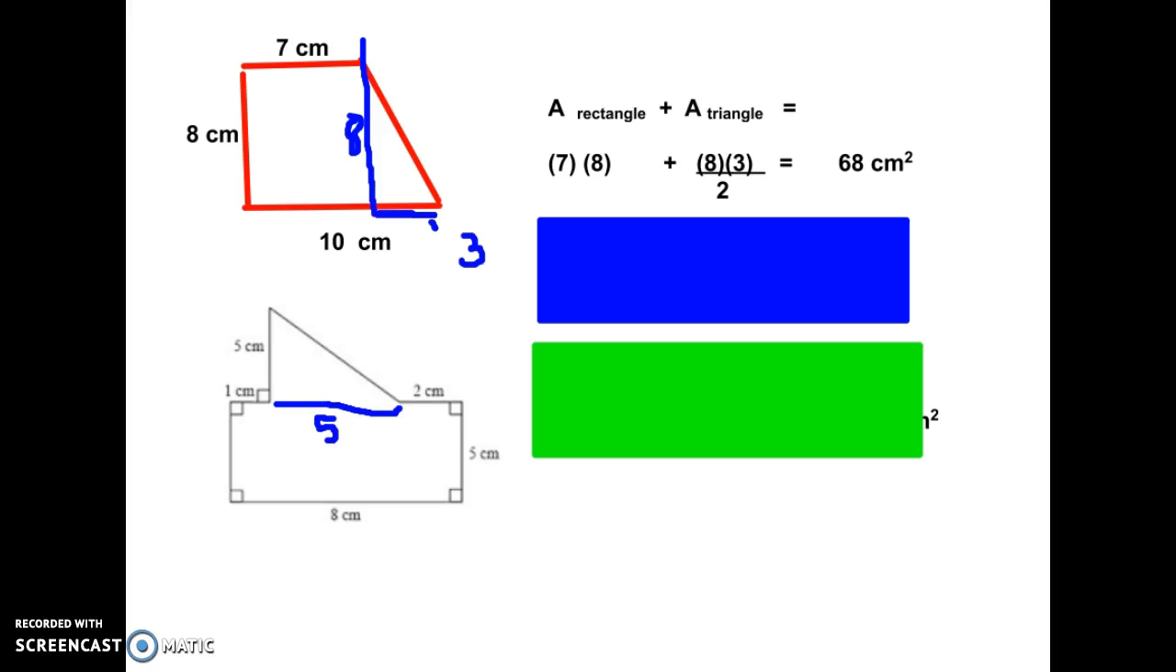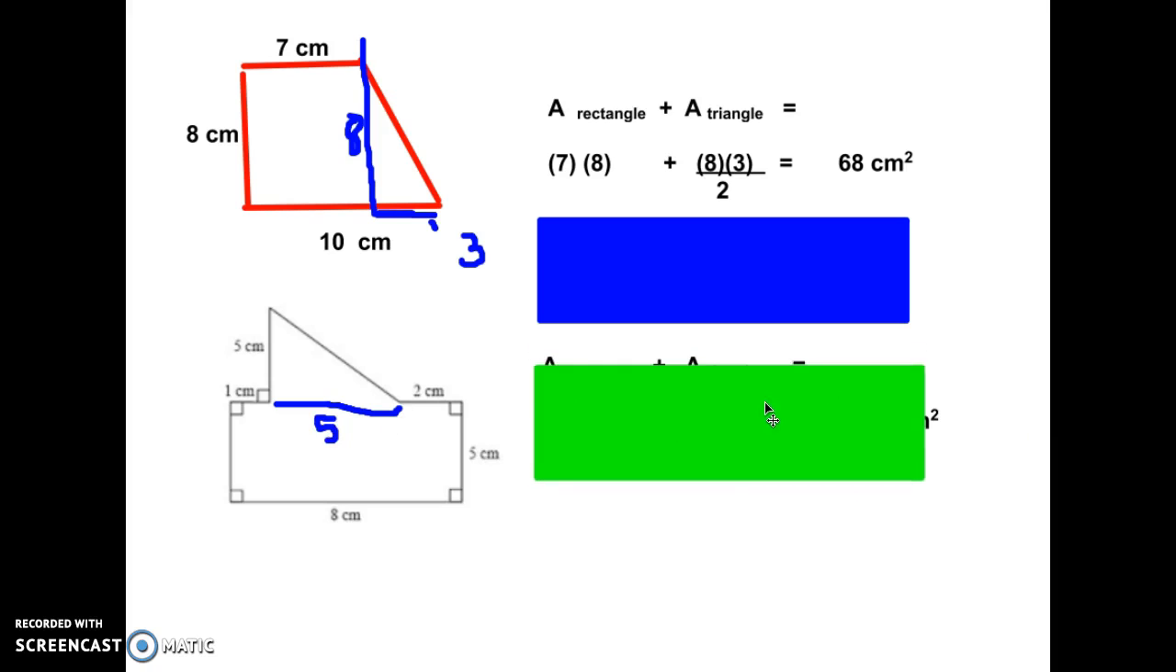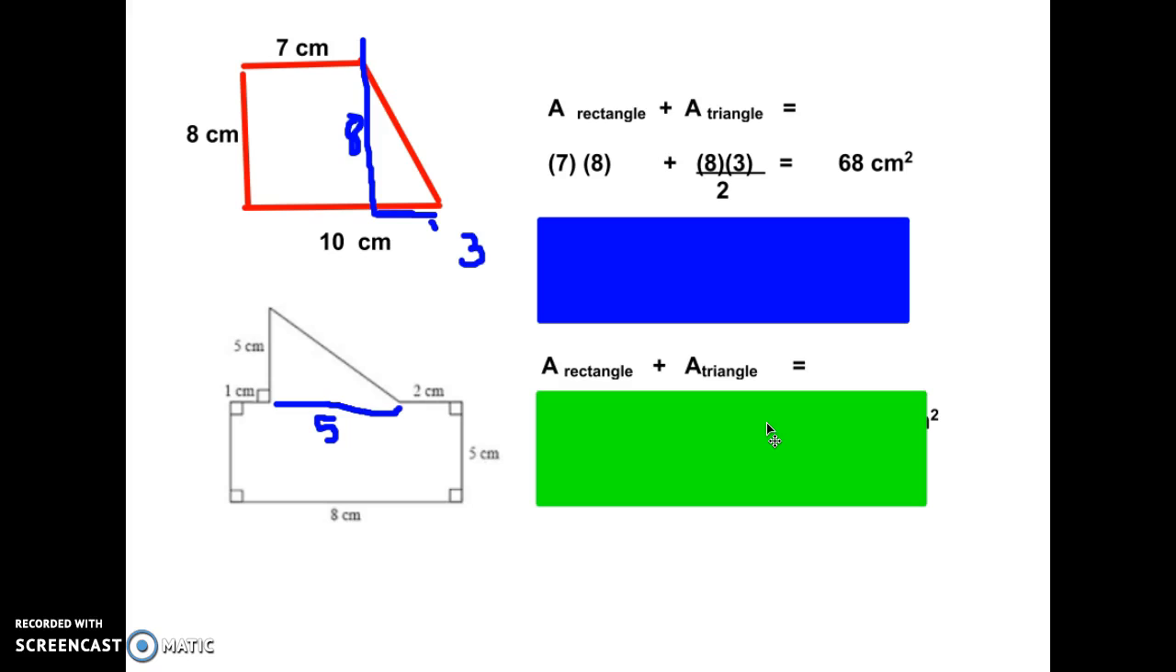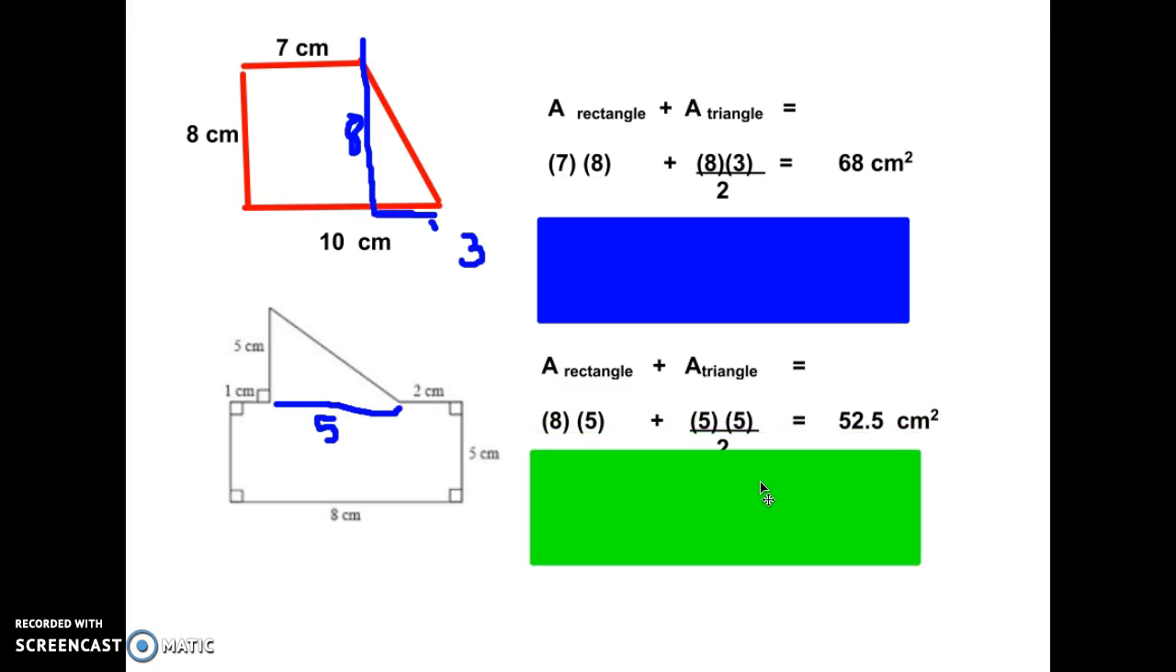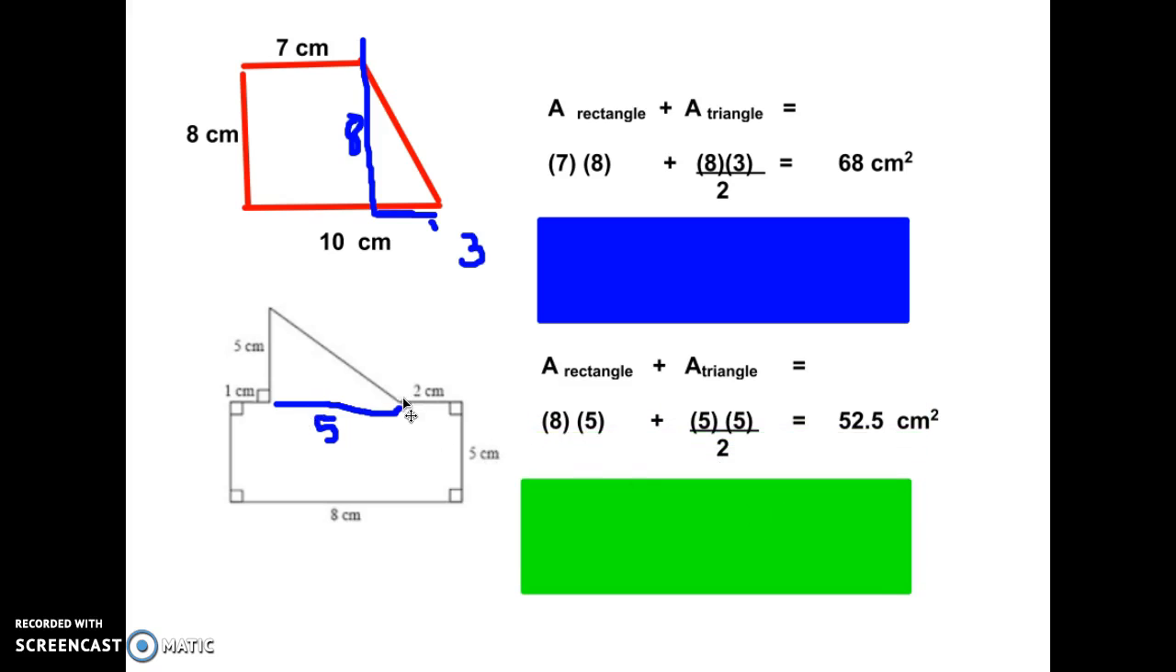So we can find the area of this figure by adding the area of the rectangle and the area of the triangle, which is 40 plus base times height divided by 2, 5 times 5 divided by 2, giving us a total of 52.5 centimeters squared.